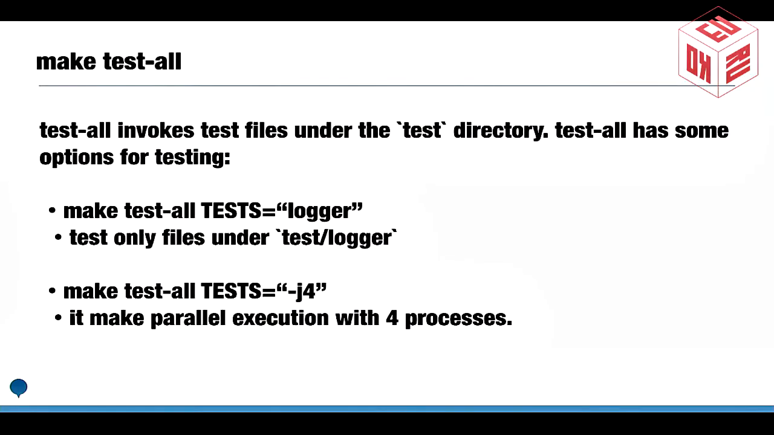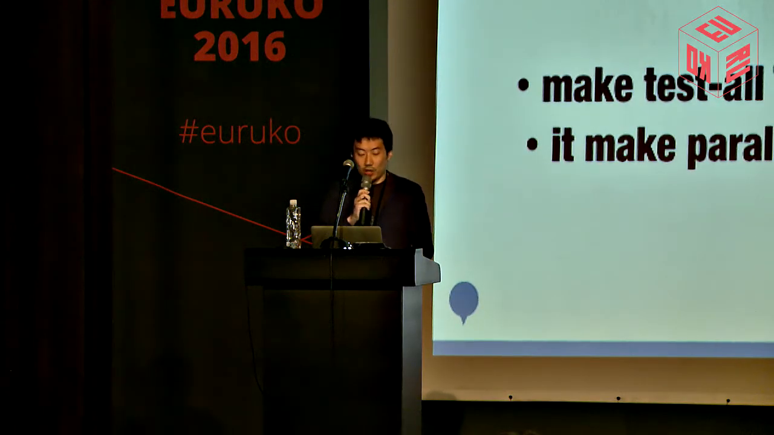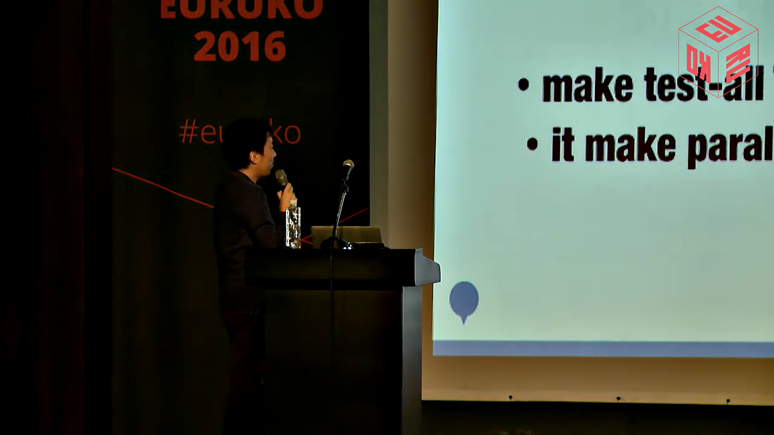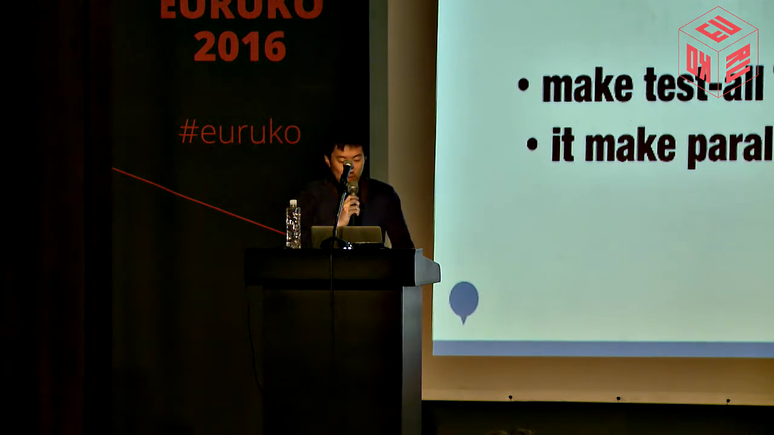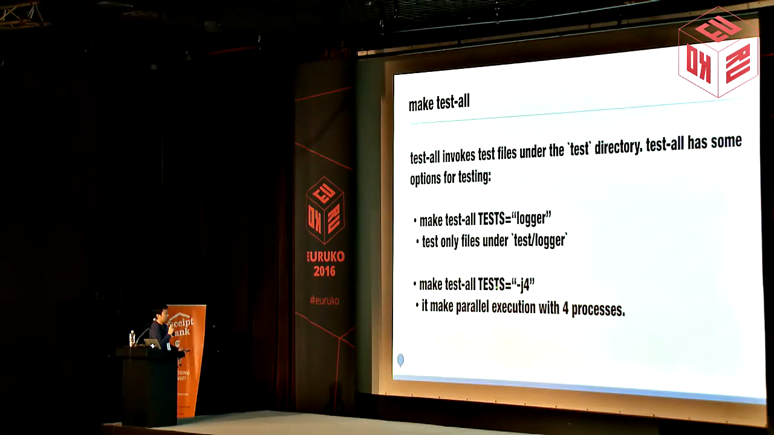Next one is make test all command. It is near your side, not language developer. If you are interested in Ruby library, you can test the Ruby library with these instructions. Make test all and environment variable name the test equal Ruby. So test all supports parallel execution, like this. Make test all and test equal -j4.